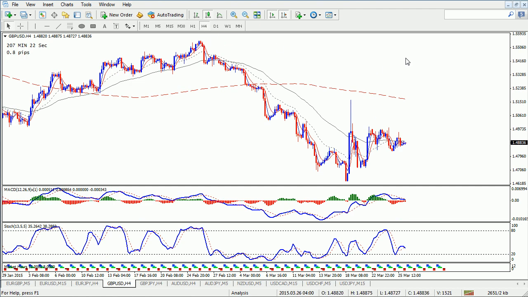Let's look at the 4-hour first. On the 4-hour, we've got quite a formation happening here. It's a triangle. You may call it a pennant. Now, this is very steep.